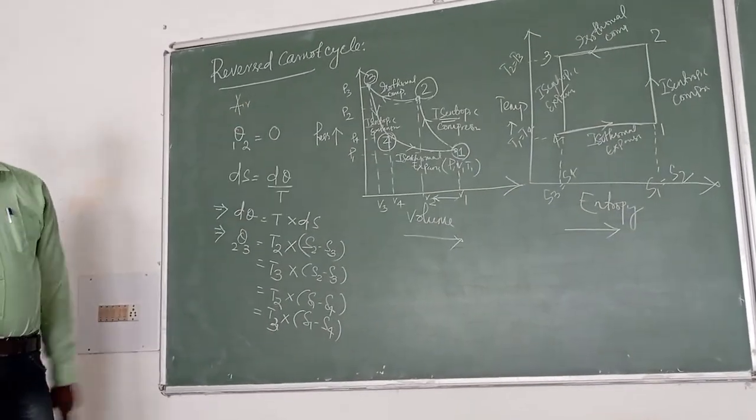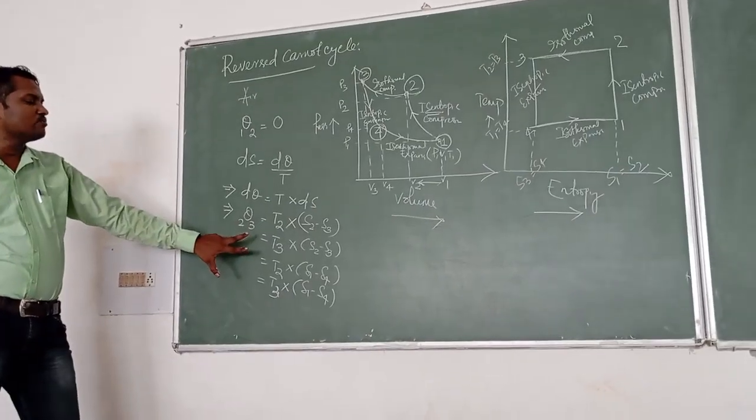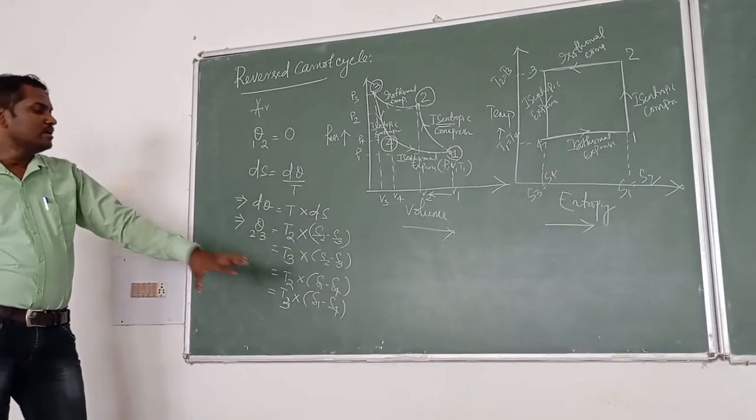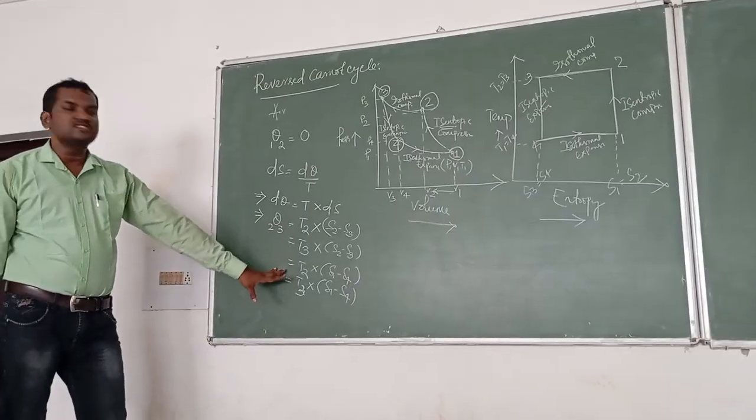During this process 2 to 3, the heat absorbed during the process is equal to, that is, the air can absorb heat T3 into S2 minus S3, or this one.